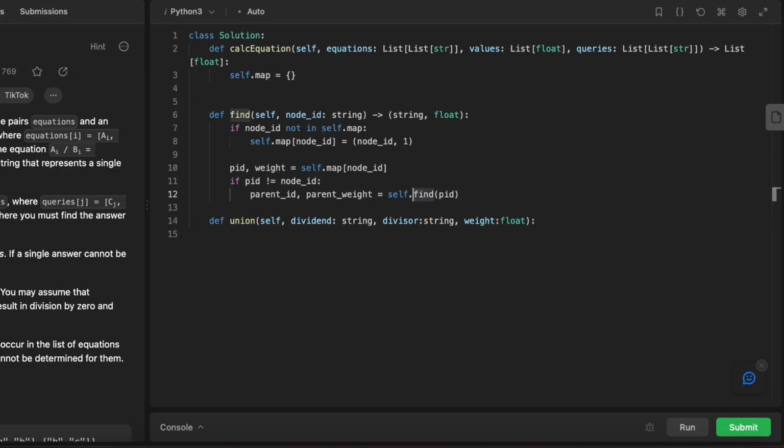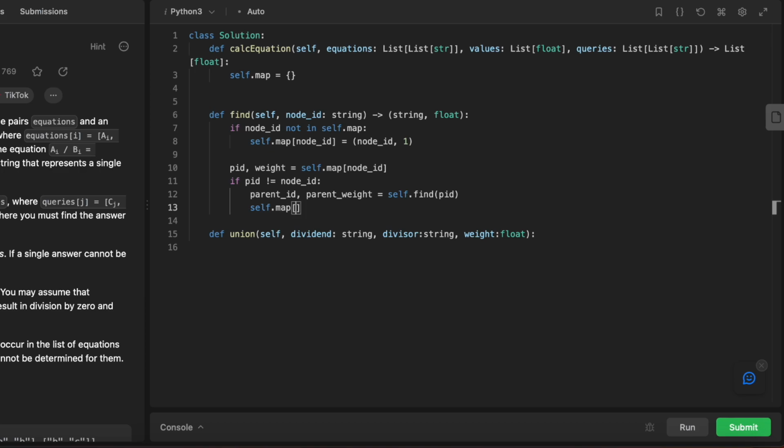And after we find out the weight and ID, we would like to update the parent ID of the current node to make it point to the root ID. So this is also a tuple here. And we also want to update the weight. So the weight is the weight of itself multiplied by the weight of the parent.